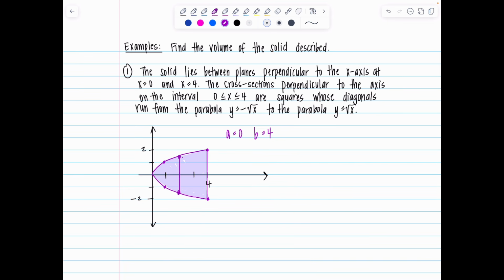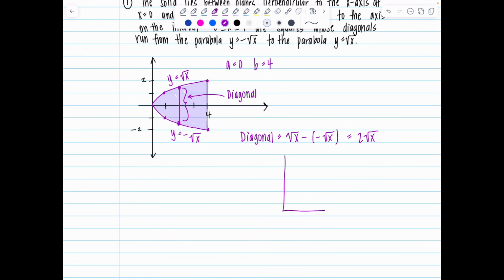So this right here is not the side of the square, it's the diagonal. And it runs from y equals negative rad x up until y equals positive rad x. So what's the length of the diagonal? Well, the length of the diagonal for some arbitrary slice would be whatever the upper limit is minus the lower limit. So it would be square root of x minus negative square root of x, or 2 square root of x.